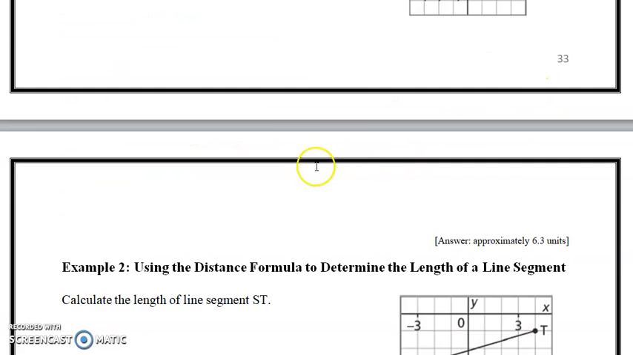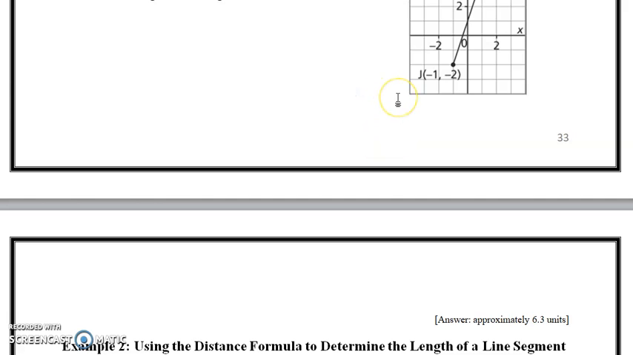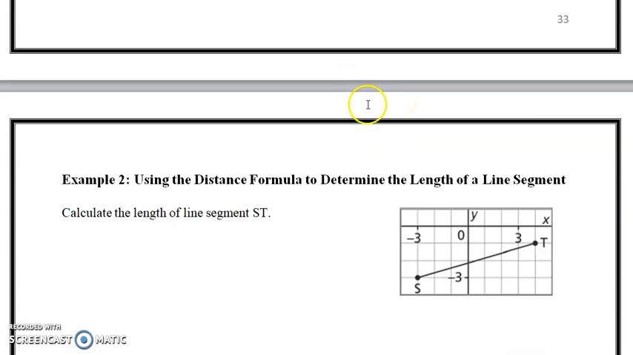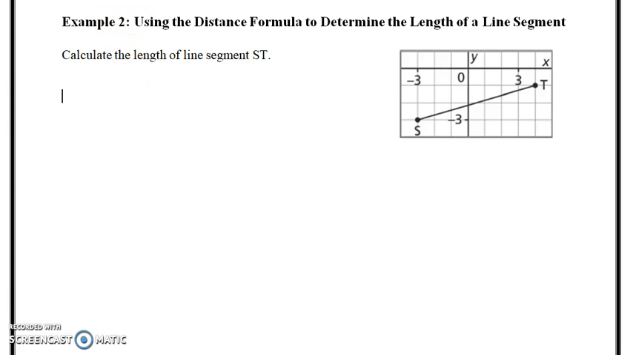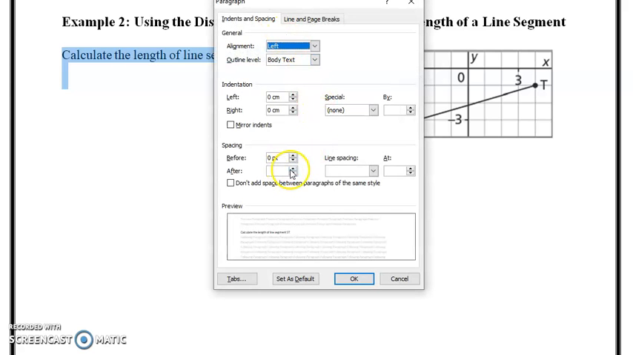So to check your understanding, you guys can work on that. The answer there is 6.3. Let's look at using the distance formula to determine the length of a line segment again. So just another example. This time they don't give you the coordinates. So you want to identify the coordinates first. That would be my first step here: to identify the coordinates that we have.